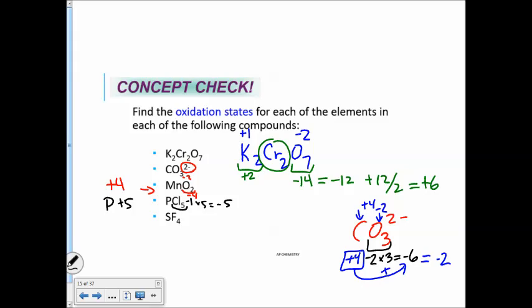So always work off of the one that's in the last position of the compound. I would start there. Unless it's a polyatomic like here, you can figure out this one, you can figure out that one, and then use those to figure out the middle element.